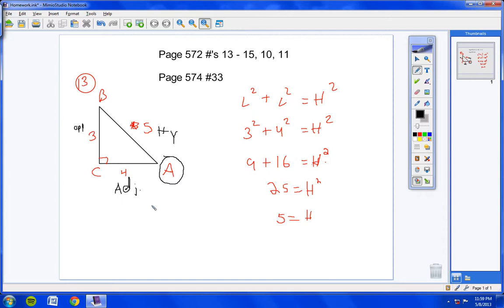Okay, so now we're going to solve for angle A. Look, it doesn't matter if you use sine, cosine, or tangent. If I was there in class, I would let one of you pick, because it really doesn't matter. I'm going to go ahead and use tangent. I just feel like using tangent. That's what I'm going to do.